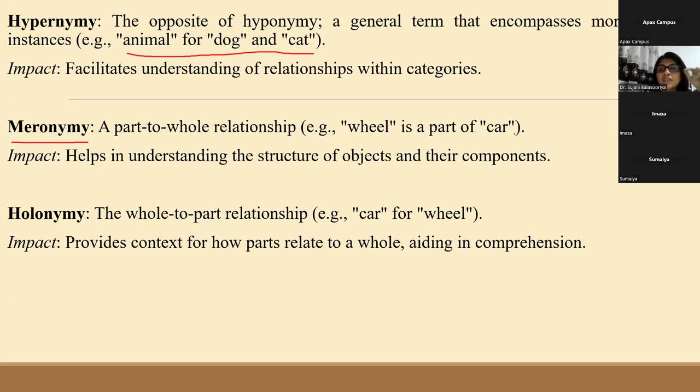Wheel is a part of a car. So instead of saying car, you can say wheel. Normally you use the word wheel instead of saying three-wheeler, right? Am I correct? I took a wheel and came. Actually, what is the meaning of the word wheel? What do you mean by wheel in singular? That is what you mean by wheel.